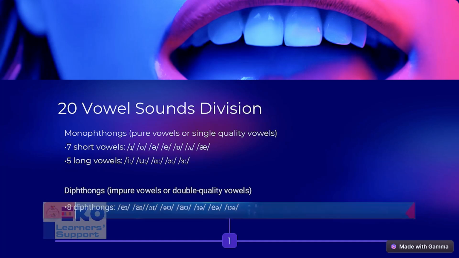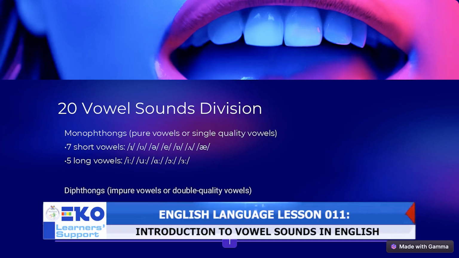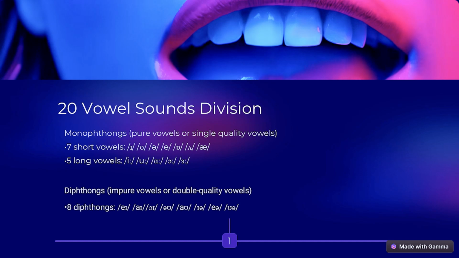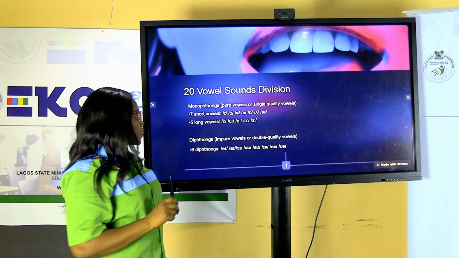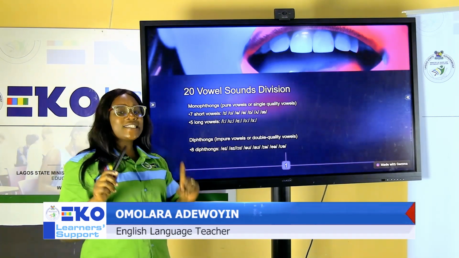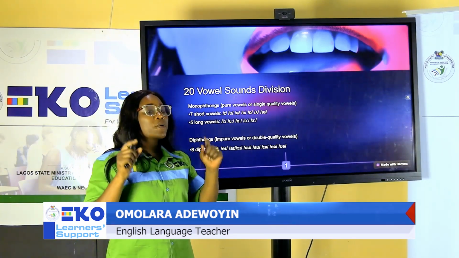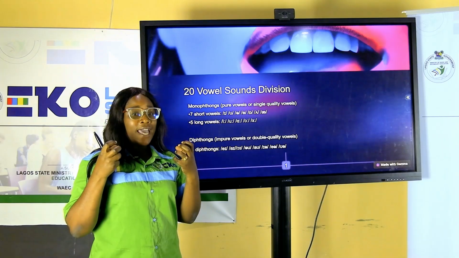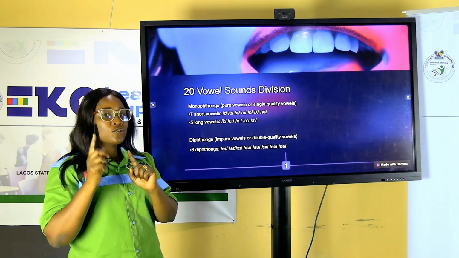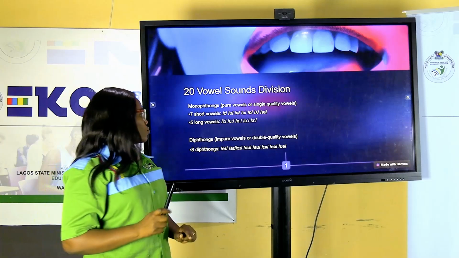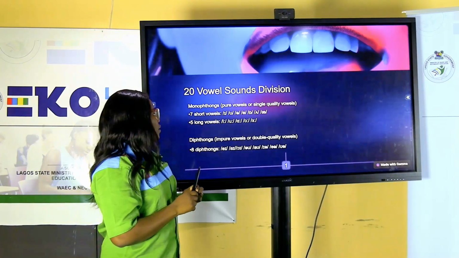I'll give you an example for each one. When you're learning sounds, please associate a word with a sound. So when you forget the sound, if you can remember the word, it helps you to recollect that particular sound. So always associate a word with every sound you learn.